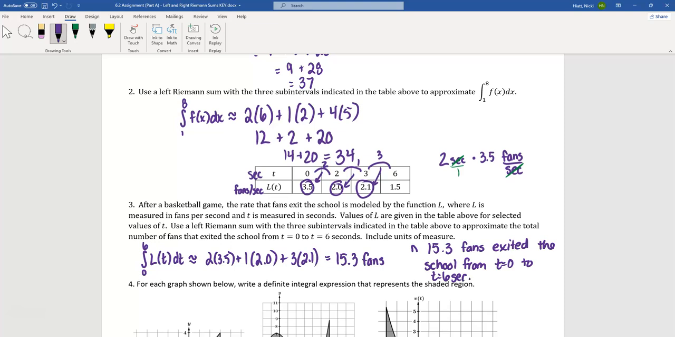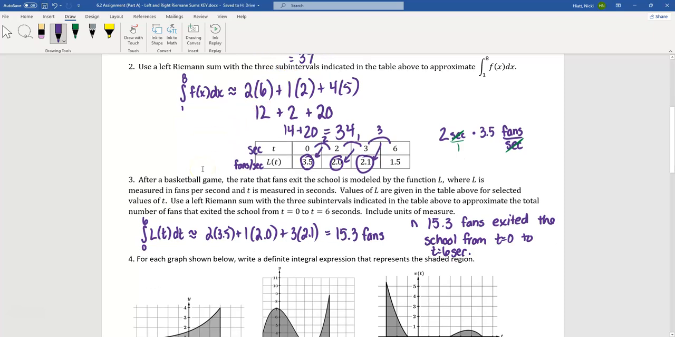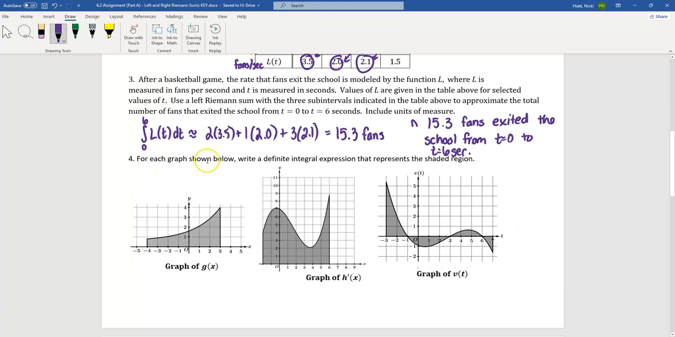Okay, sound good? Beautiful. You can change the order. You can word it a little bit differently, but that's the general idea that you're looking at. Okay, and that last one, you had to write me definite intervals for these.